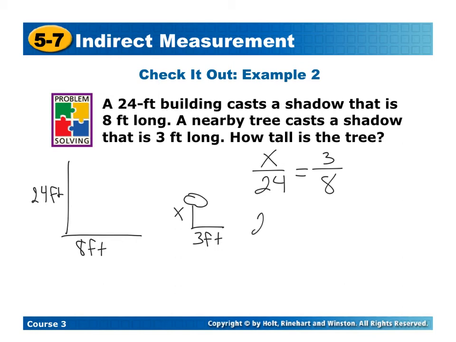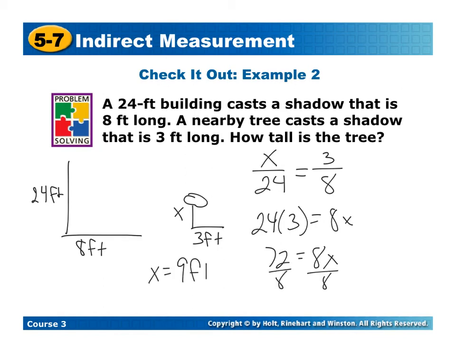So I'm going to cross multiply, so I have 24 times 3 is the same as 8 times X. 24 times 3 is 72. If we divide by 8, then we know that X is equal to 9 feet. So the tree is 9 feet tall.